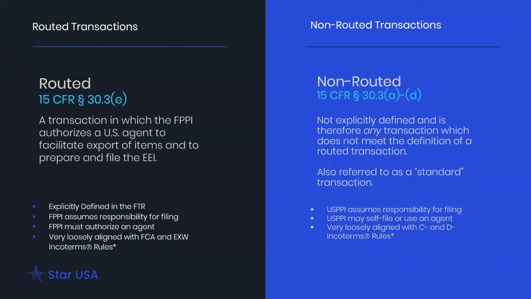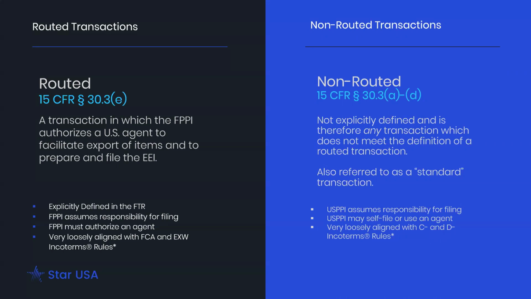So I like to begin with defining routed transactions. And I like that because routed transactions are explicitly defined in 15 CFR section 30.3(e) as a transaction in which the foreign principal party in interest authorizes a U.S. agent to facilitate the export of items and to prepare and file the EEI. There are 2 definitions in here that are of import.